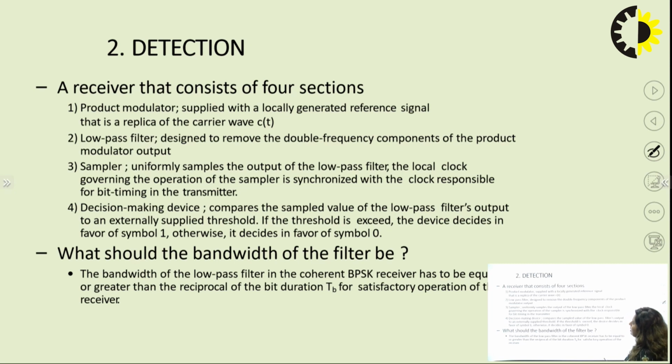So in the detection process, we have 4 sections. Firstly, we have to regenerate our carrier, then that carrier has to be used at the product modulator for synchronous demodulation.